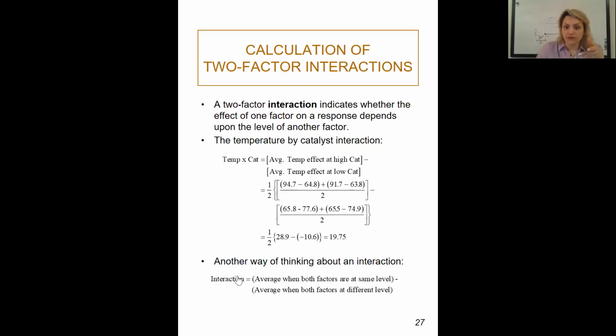Another way of thinking about an interaction, we had this one before, both is going to give you the same answer. So the average when both factors are at the same level, because if both of them are on the low level, when you multiply, it's going to give you the positive effect, right? The interaction is going to be on the plus sign. Minus the average when both factors are on different levels, because when you multiply them, the sign is going to be negative. So both of these are going to give you the same answer.